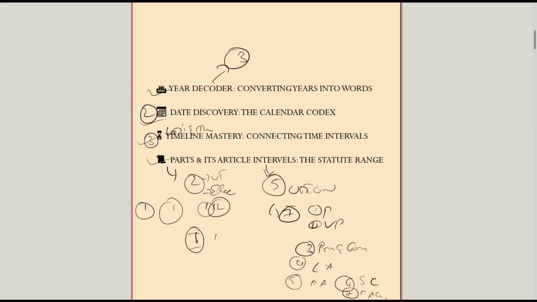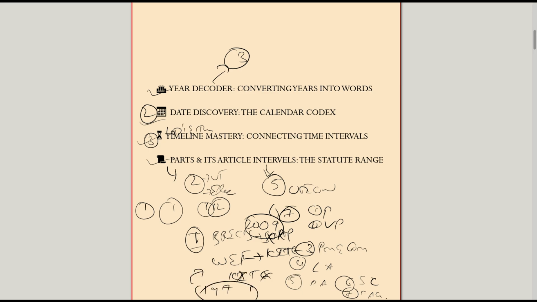Foundations like BRICS and World Economic Forum. BRICS stands for soap, and World Economic Forum stands for kite. So these are the keywords. After cancelling these keywords, you will easily get 2009 for BRICS formation. Kite stands for 1971, the World Economic Forum formation. In this way you can remember years very easily, n number of years.